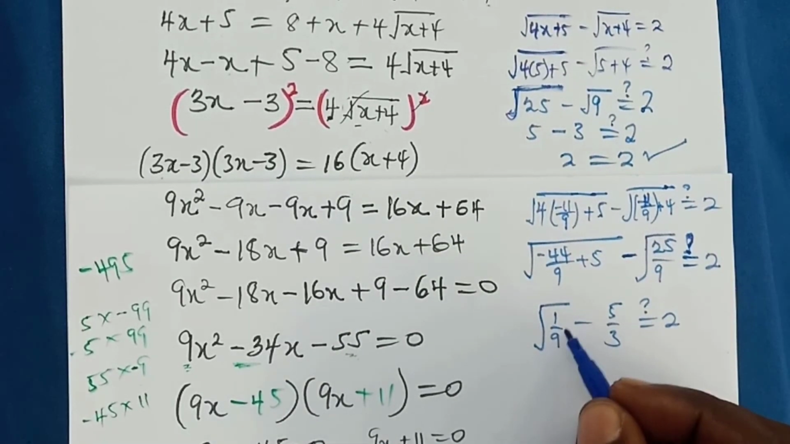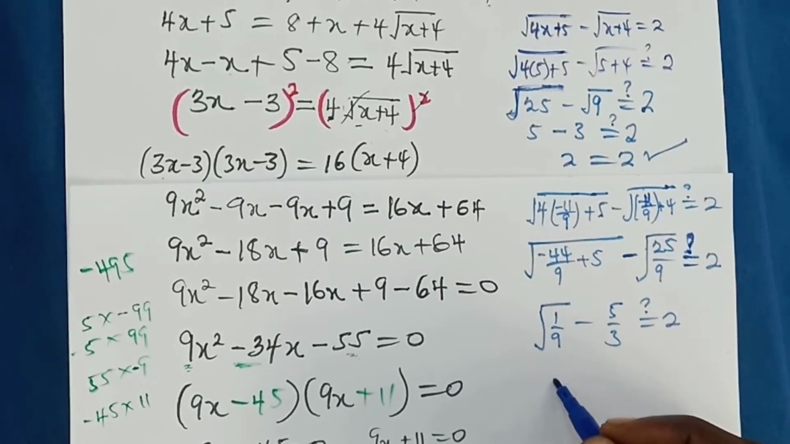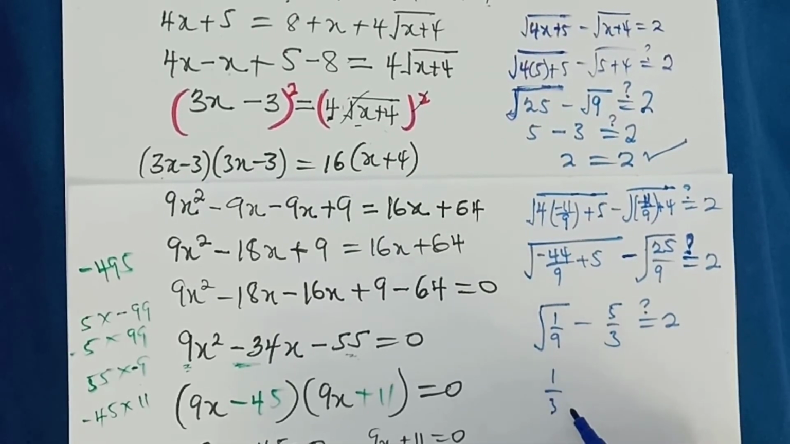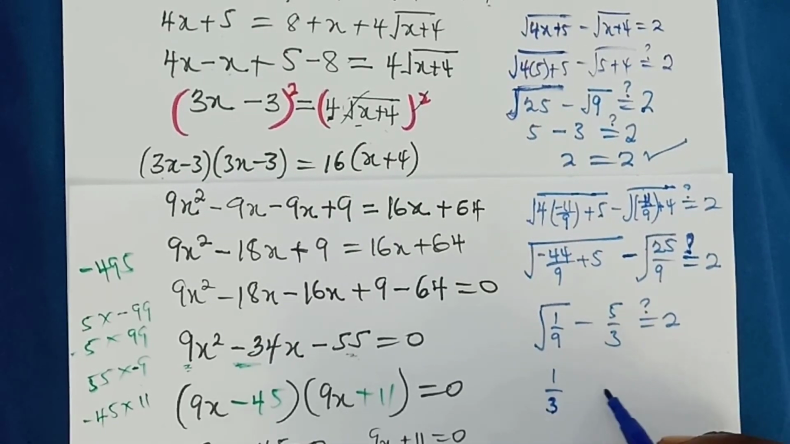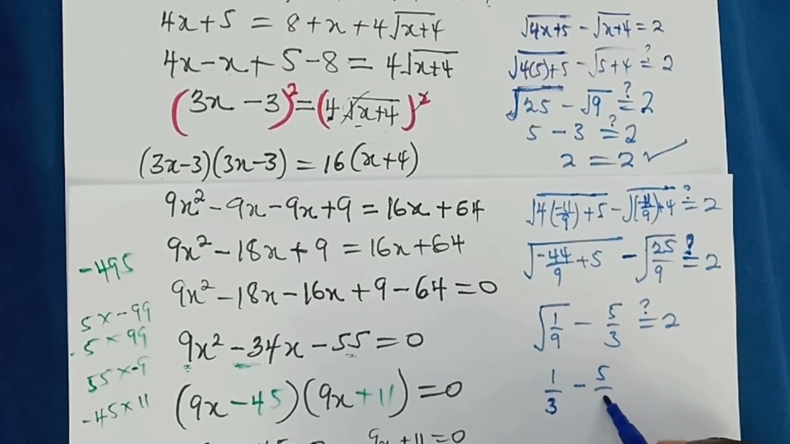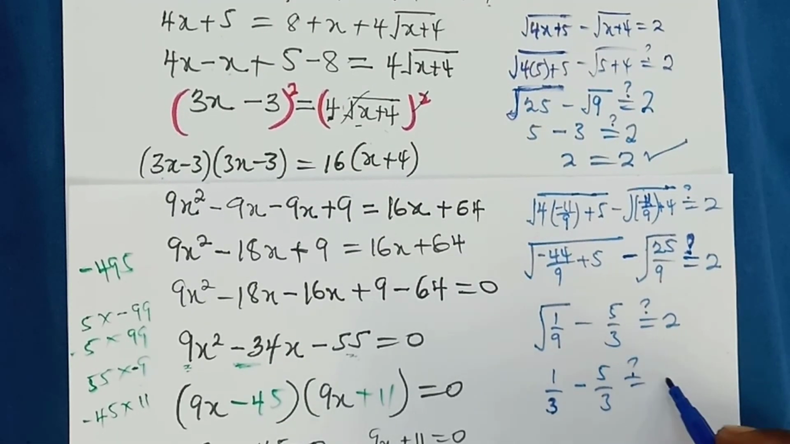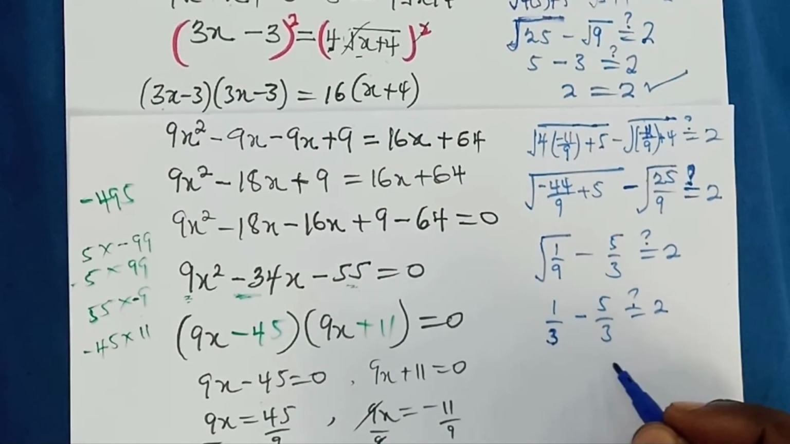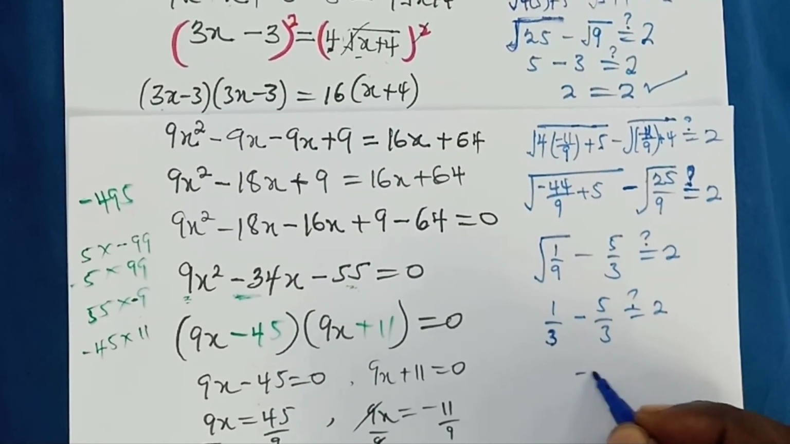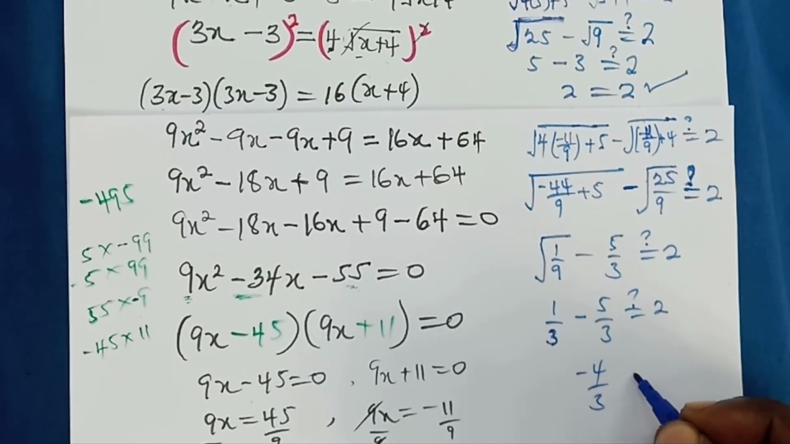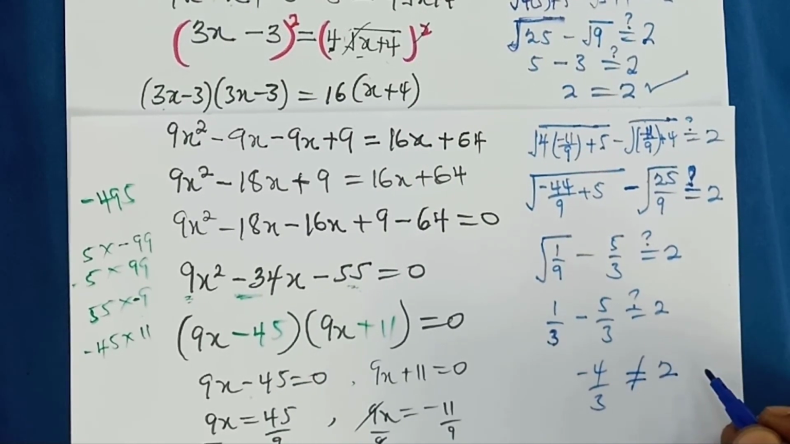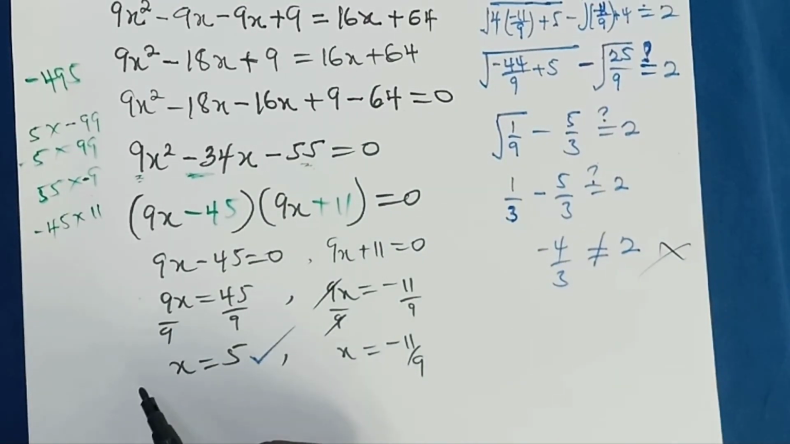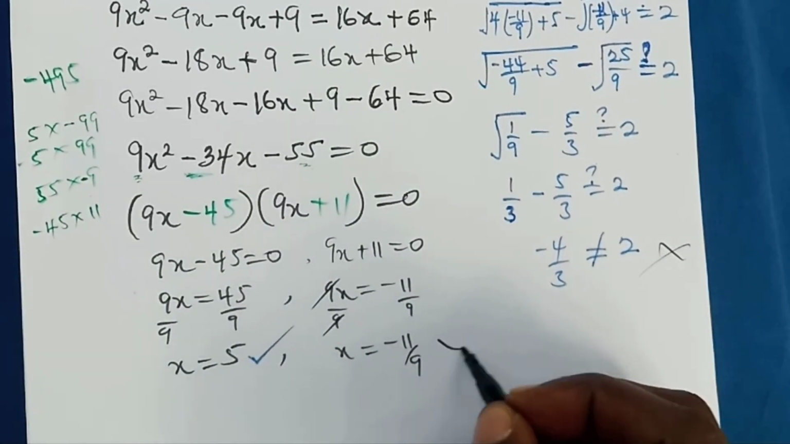Good. The square root of 1 over 9. The square root of 1 is 1. The square root of 9 is 3. So you have 1 over 3 minus 5 over 3. Would this be equal to 2? When you subtract 5 over 3 from 1 over 3, you are getting negative 4 over 3. And this one is not equal to 2. Okay? So this is not true. Therefore, this is not a solution.